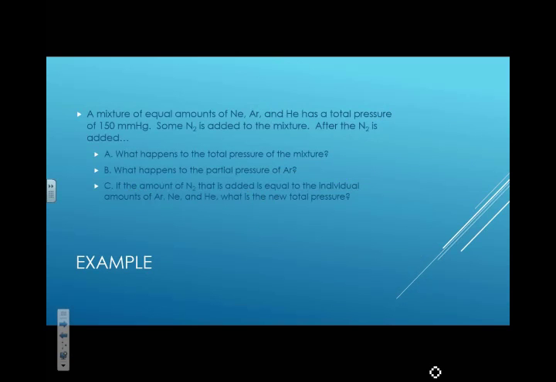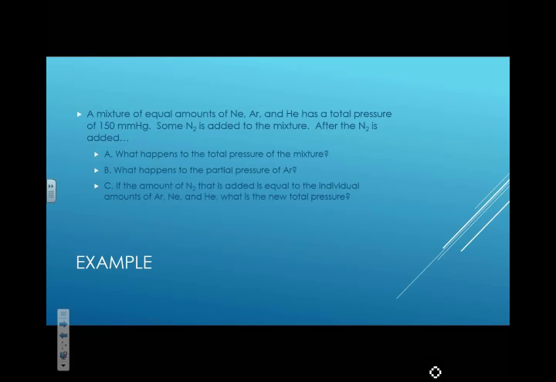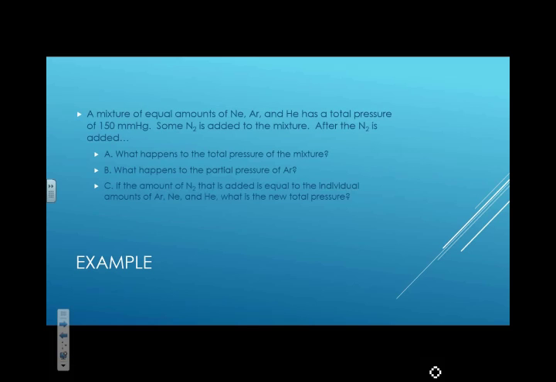Let's look at another example. You have a mixture of equal amounts of neon, argon, and helium, and it has a total pressure of 150 millimeters of mercury. Some nitrogen is added to the mixture. After the nitrogen is added, we want to talk about what happens. So let's draw a picture here to help.